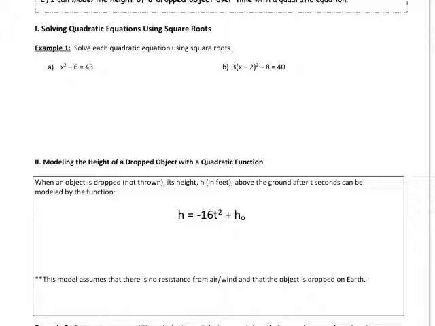For example 1, we have problem A, x squared minus 6 equals 43. First, I want to get everything to one side that I can. The negative 6 doesn't have an x with it, so I'm going to add 6 to both sides so I can cancel that. I end up with 49 on the right. I can take the square root of both sides. The square root of x squared is x, and the square root of 49 is plus or minus 7.